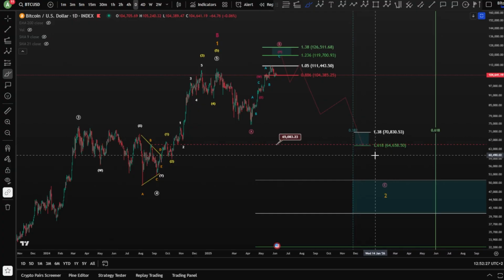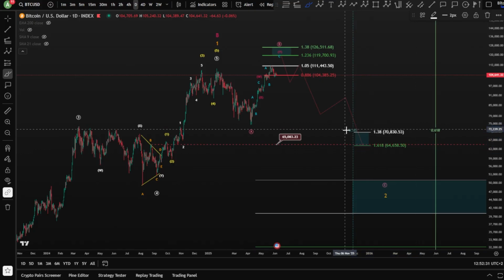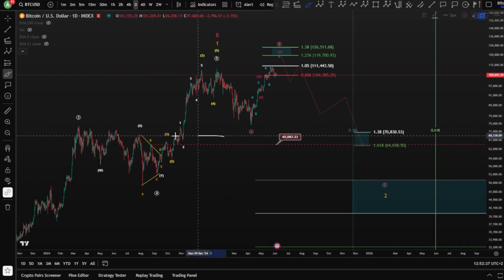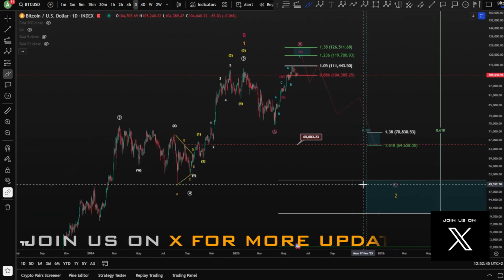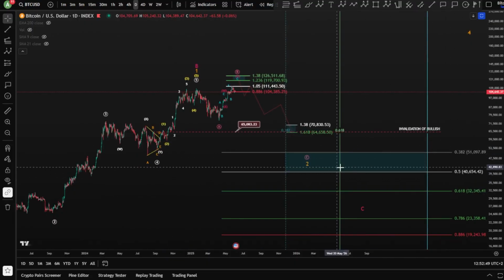Now, this scenario, if it happens, as you can see, might bring us back to the 64 and the 70K for Bitcoin, right? It can bring us again to this area, to this zone, but still, of course, I would say very high for a wave 2. Normally, a wave 2 would like to range between the 0.38 and the 0.5.